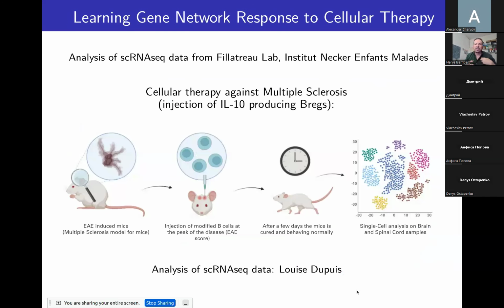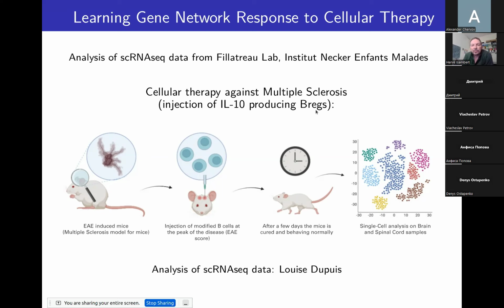Another recent study that we did on single cell expression data is related to a cellular therapy against multiple sclerosis. So in this mouse model, these are mice in which you can trigger the disease, and after about 2 weeks, basically they are paralyzed. But our collaborator, Simon Filatro's lab at Necker Institute in Paris, has discovered that you can actually cure these mice by injecting them with some other cells called B-Rex, that have been made to express this IL-10 gene in fairly abundant and stable conditions.